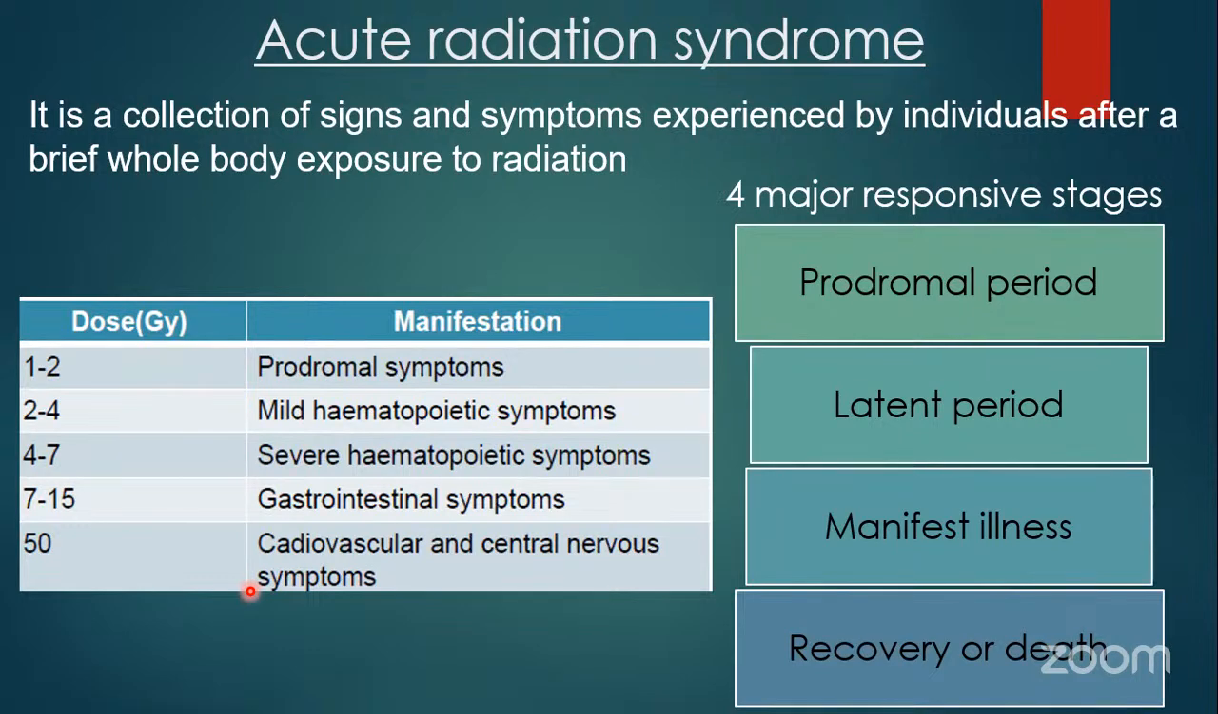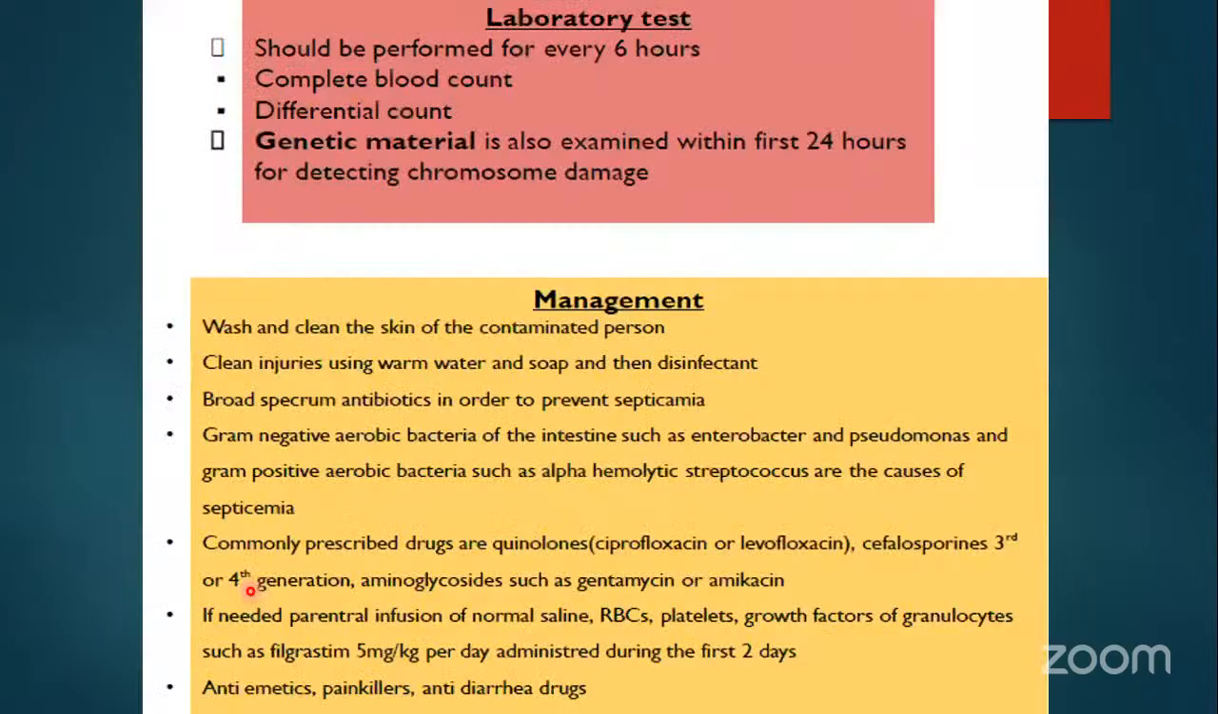When you look at the lab tests, they have to be performed once every 6 hours. A complete blood count and differential count has to be taken, and the genetic material will also be examined within the first 24 hours to see if there is any presence of chromosomal damage. When you look at the management, it depends on the stage at which the patient has been affected and the system that has been affected, depending on the dosage of gray, and then only will we treat the patient accordingly.